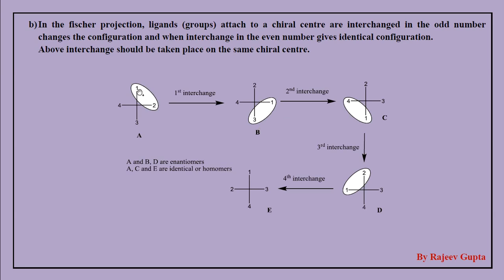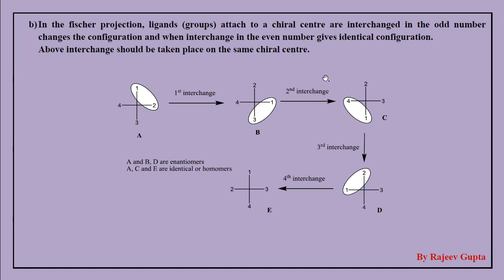See, 1 goes to 2 and 2 goes to 1. Okay, 1 here and 2 here. Now this structure, or we can say this configuration, is different from this. Because this structure contains only one chiral center, we can say that A and B both are enantiomers of each other. Enantiomers are mirror image isomers and not superimposable. So A and B are enantiomers.